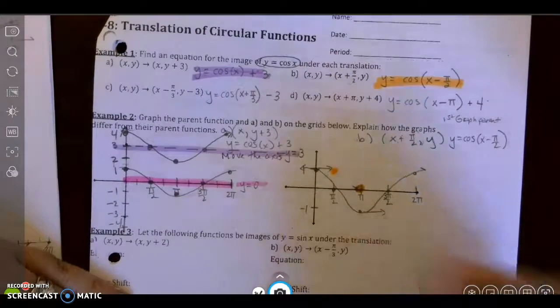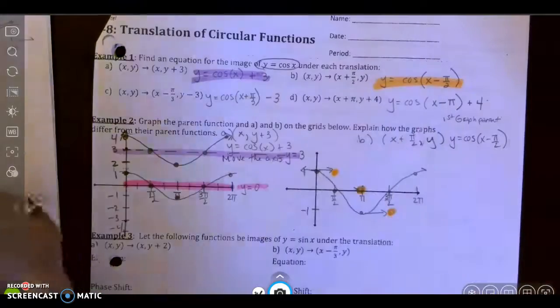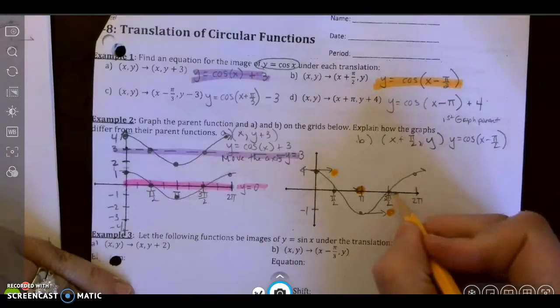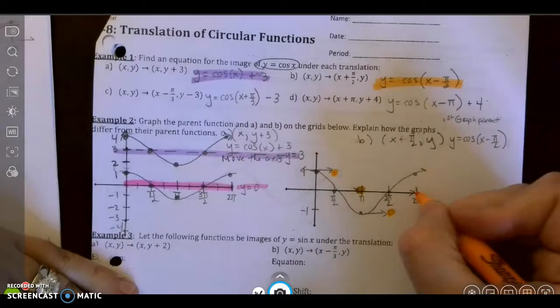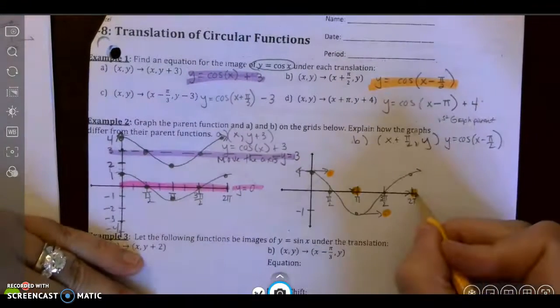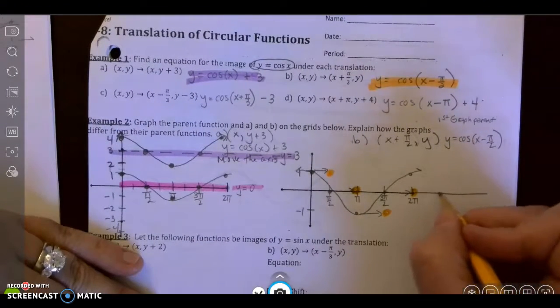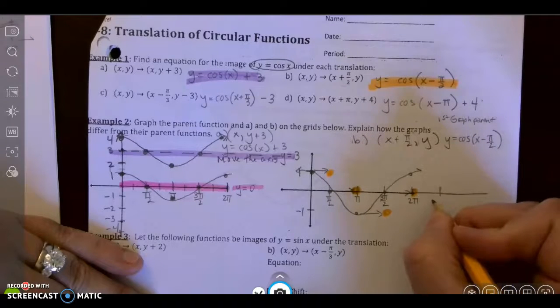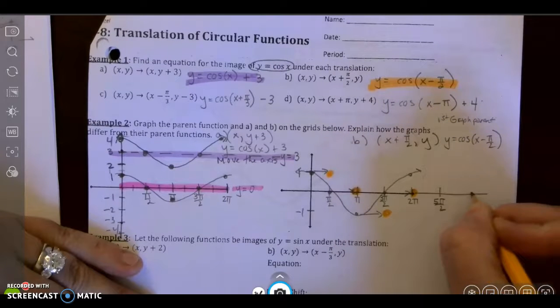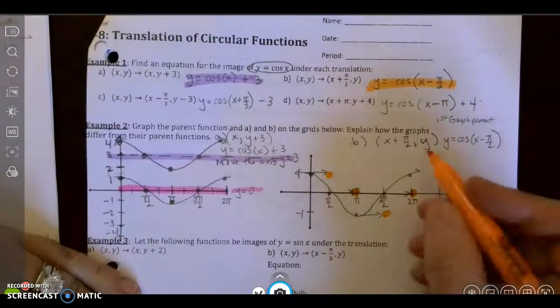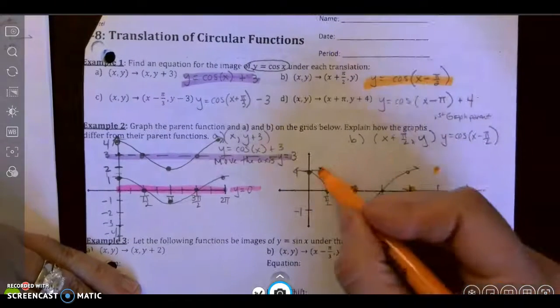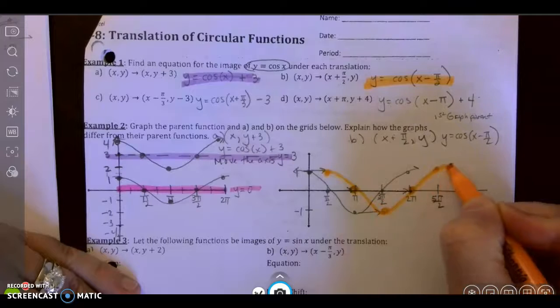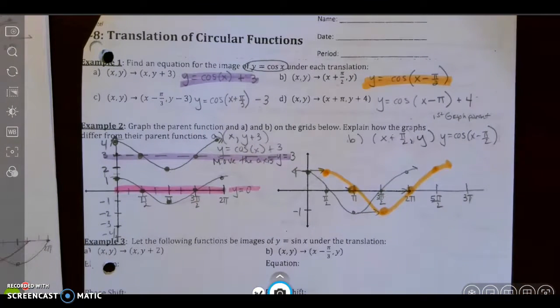This one's going to move to there. This one's going to move to here. I'm going to need to extend this. So let's see, the next one would be that's 4 pi over 2, so this would be 5 pi over 2. And we would have 6 pi over 2, which is 3 pi. This one's going to move to here. Okay. And there is my translated function.